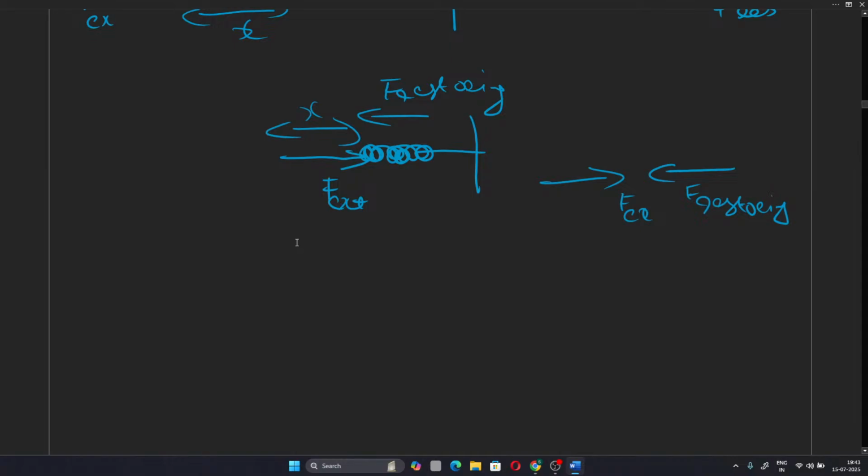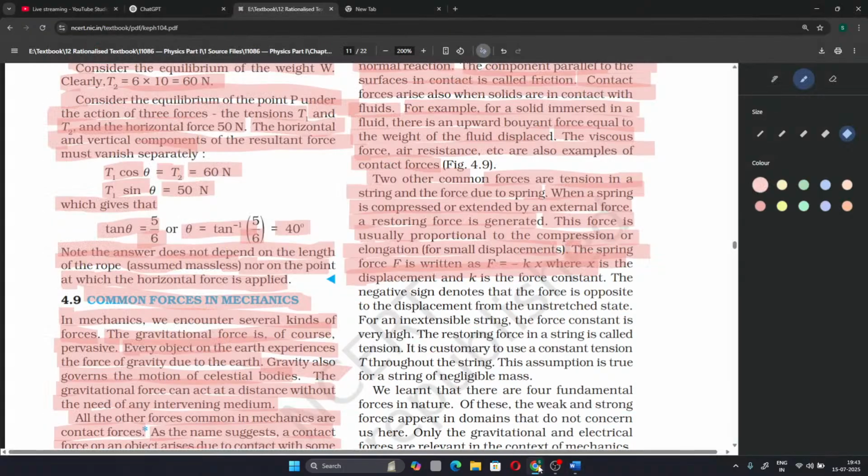Okay, then let's continue. Let's read the paragraph again. Two other common forces are tension in a string and the forces due to a spring.